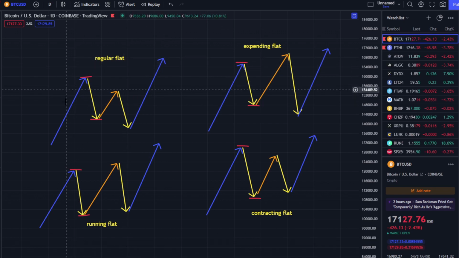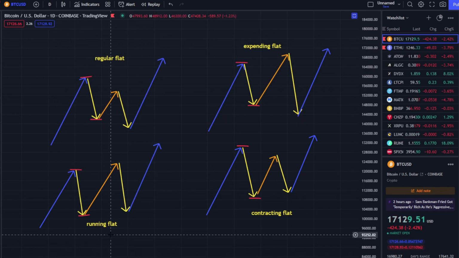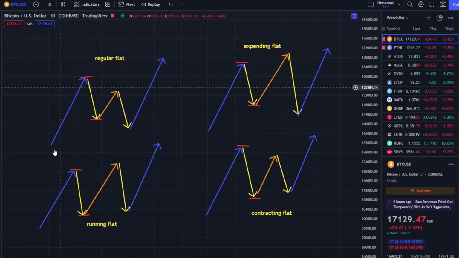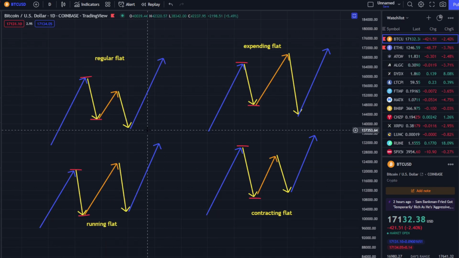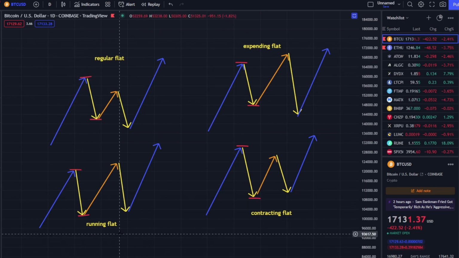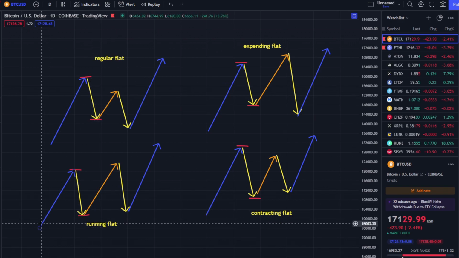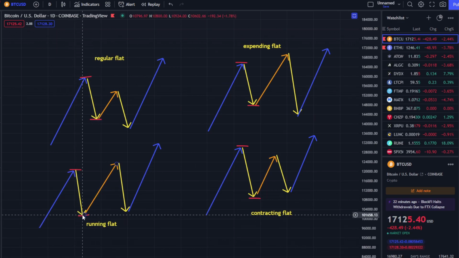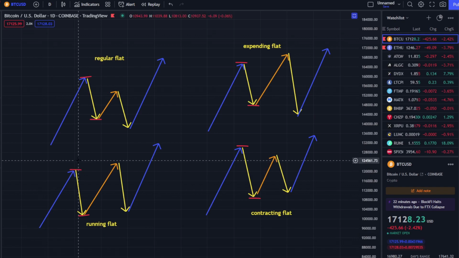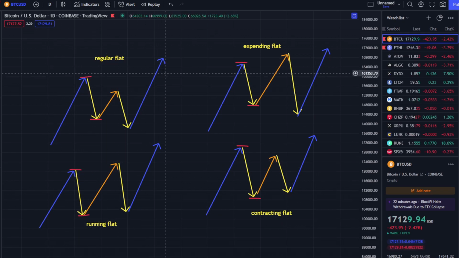So most of the time correction goes like this, as well as like this, which is the running flat. Both of these corrections are the ones that happen most of the time, and these are the corrections that you should be looking for, at least having in mind whenever you see moves having an impulse and a retracement. Whenever you get an impulse and a retracement, you're looking for both of these corrections first.